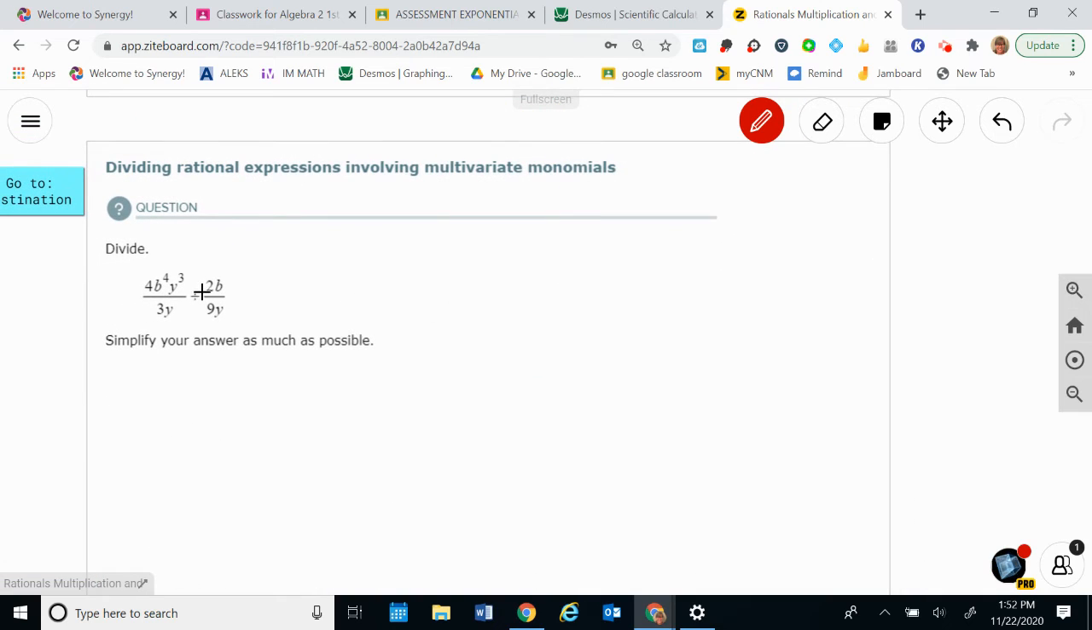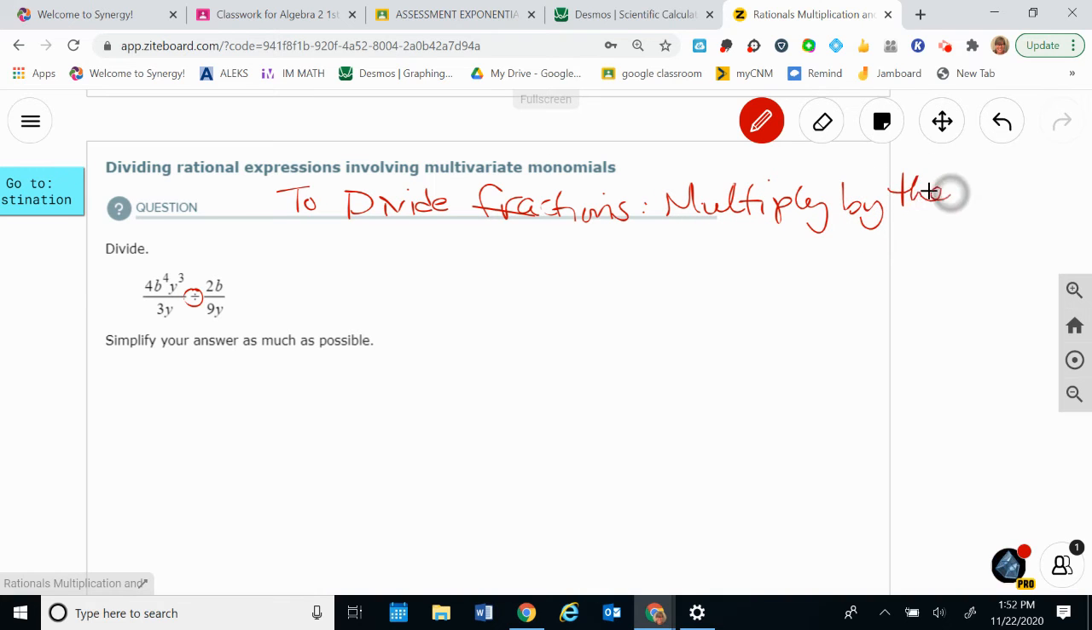Here we go. Okay, so now we got division. Oh no, division is just multiplication. Okay, remember, to divide fractions, all you need to do is multiply by the reciprocal. Okay, so rewrite it. That's all you need to do, is rewrite it.